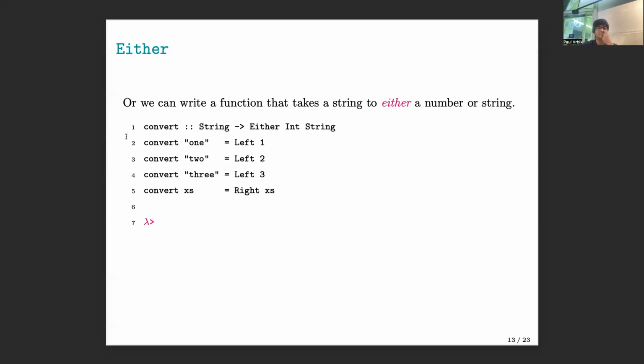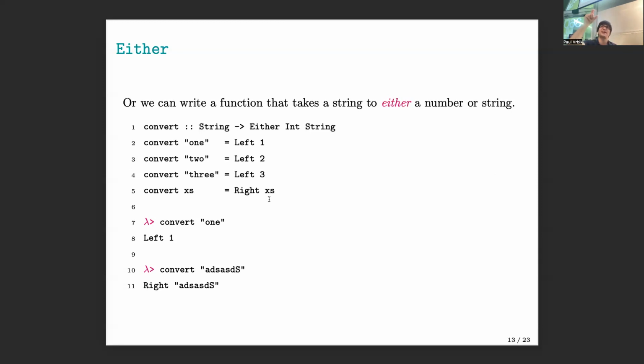So I can say, with pattern matching, converting 1. The pattern match here is fine because we're pattern matching on only strings. But I say return left 1, right? I'm saying that I'm returning something from the left of this union, and it's 1. For 2, return something on the left of this union and return 2, and so on and so forth. So convert 1, left of 1. Right, so those are 2 examples.